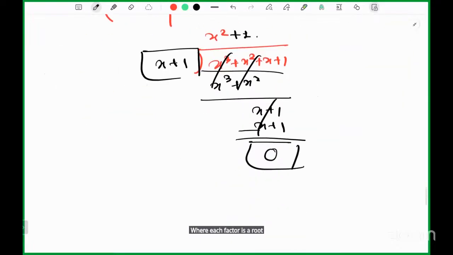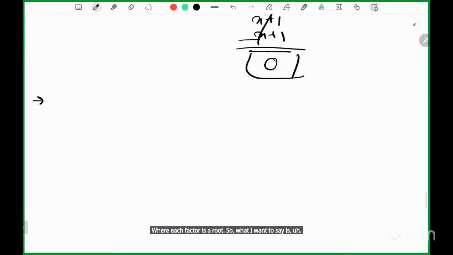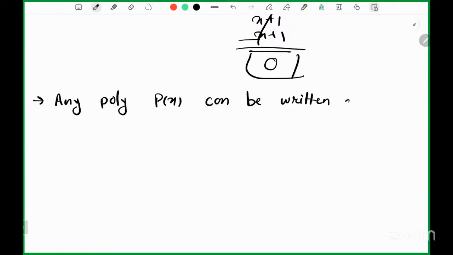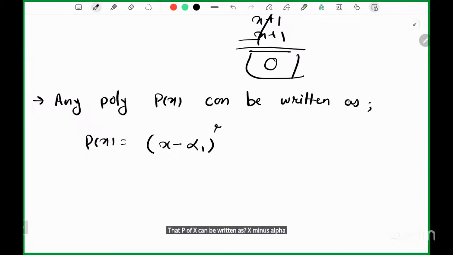So what I want to say is any polynomial p of x can be written as x minus alpha 1 to the power r1, x minus alpha 2 to the power r2, and so on, x minus alpha k to the power rk. I'll explain what this power means.